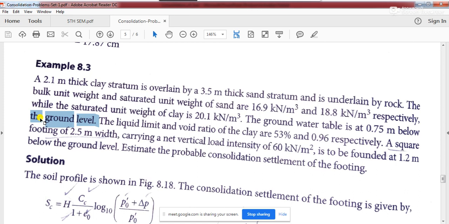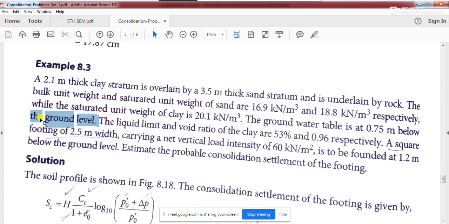Now it is being told about the footing. So what is said, the square footing of 2.5 meter width. So the footing is here a square footing, so the length is 2.5 meter, the breadth is 2.5 meter. So you must understand, if it is a rectangular footing, then length will be different, breadth will be different, and as well the distribution length and distribution breadth will be different, but in this case distribution length and distribution breadth also will be the same, because the footing is a square footing, and the footing is carrying a net vertical load intensity of 60 kilonewton per meter square.